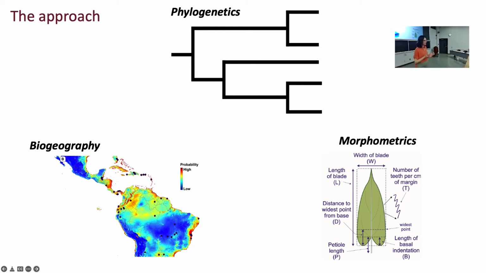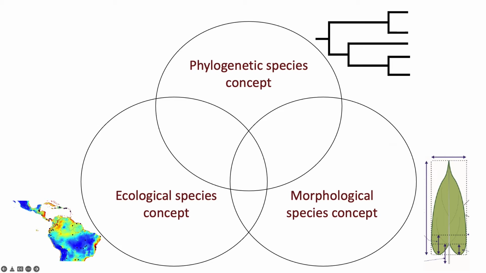So to answer that question, I have a multifaceted approach that includes phylogenetics, so looking at the evolutionary relationships of this group, morphometrics to see if these are morphologically distinguishable, and then also biogeography, so looking at the distributions of the various lineages. And in using this approach, we can then satisfy or evaluate different species concepts. So with the phylogenetics, we can look at the phylogenetic species concept. Are there lineages within this group that are monophyletic? We can also look at the morphological species concept. Are these morphologically diagnosable? And then we can look at the ecological species concept and determine if these lineages are occupying different ecological niches.